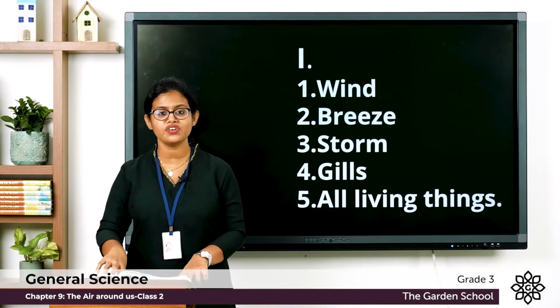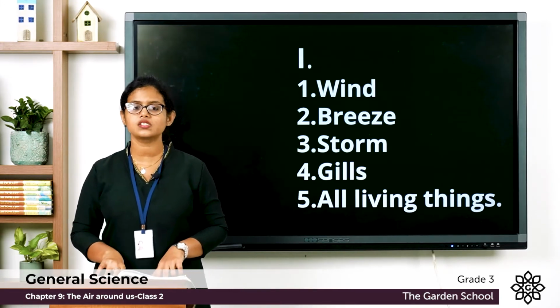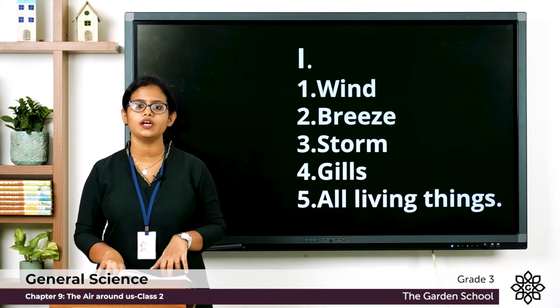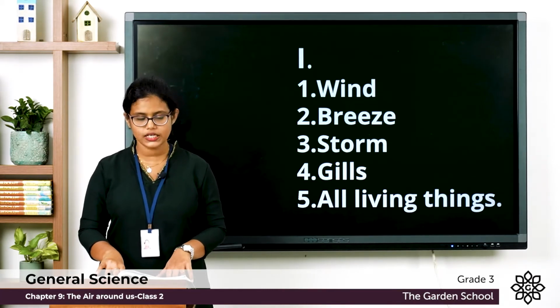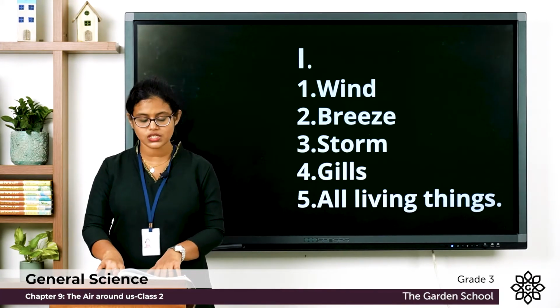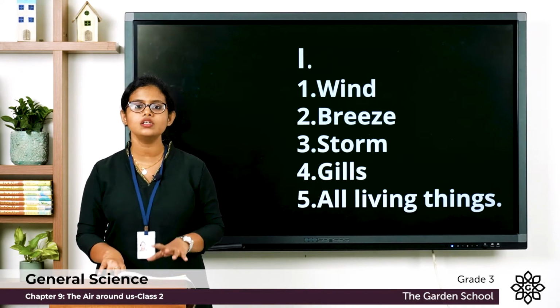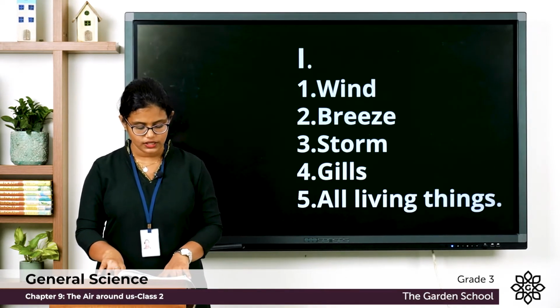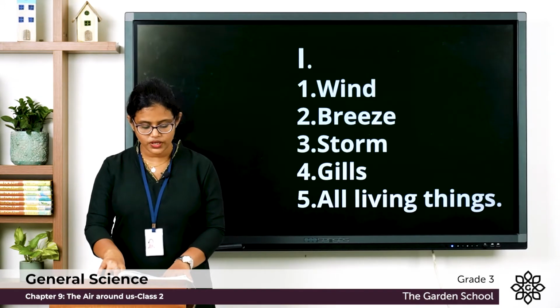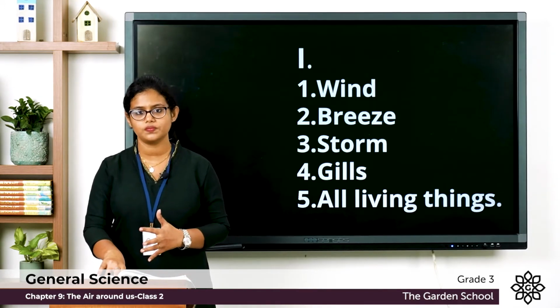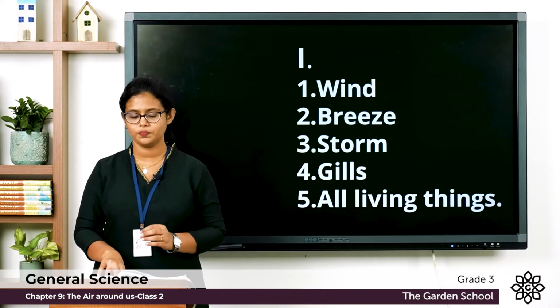What is the answer for the first one? Moving air is called wind. Second one, when wind blows gently, it is called, gently moving air is called breeze. Third one, when wind blows very fast, it is called storm.